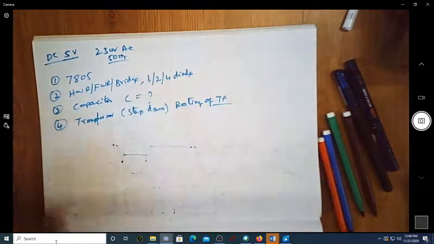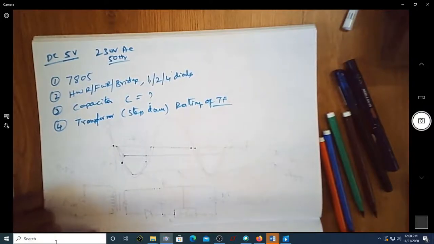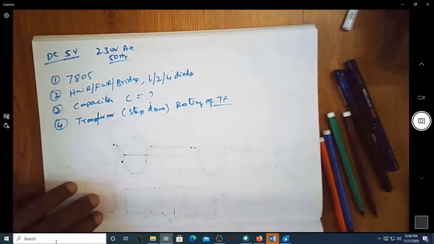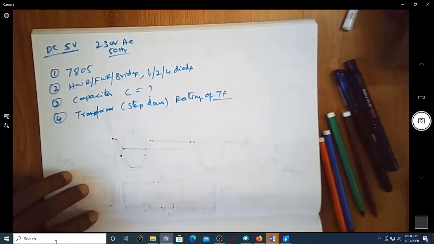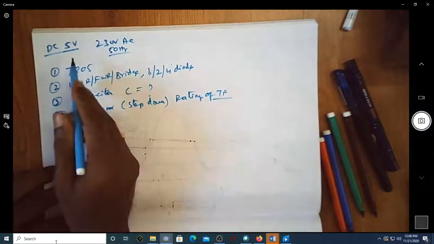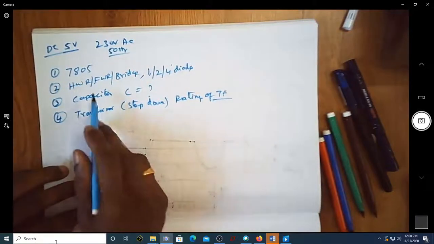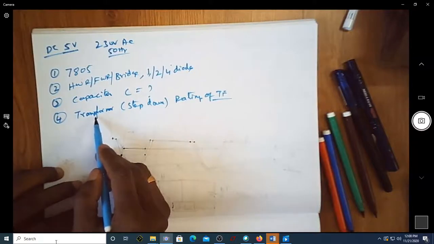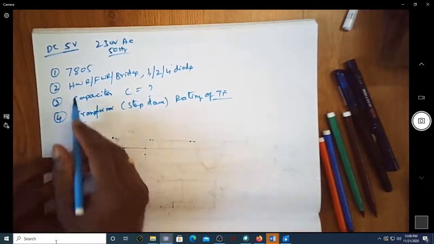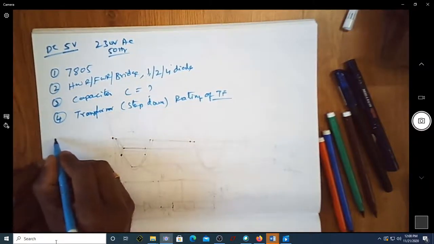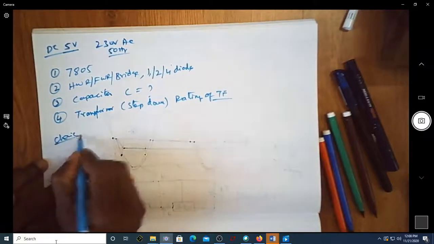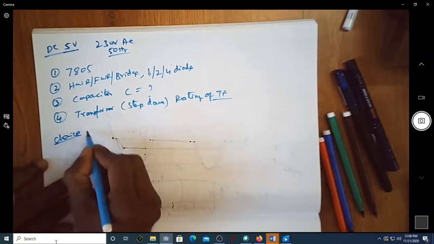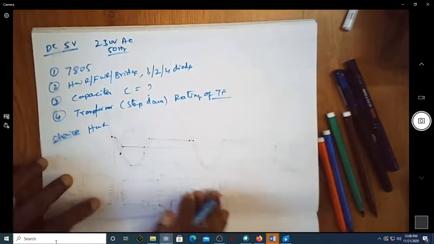So these are the things that need to be finalized before we start using this particular regulator for getting 5 volt. So we can certainly start writing the circuit diagram and then try to find out the value of C and the transformer rating. So let us start with one of the choices. Suppose my choice is half wave rectifier, so let us write the circuit diagram.